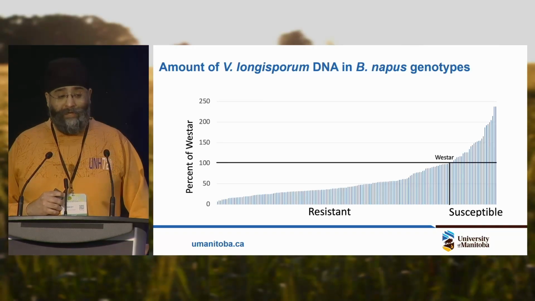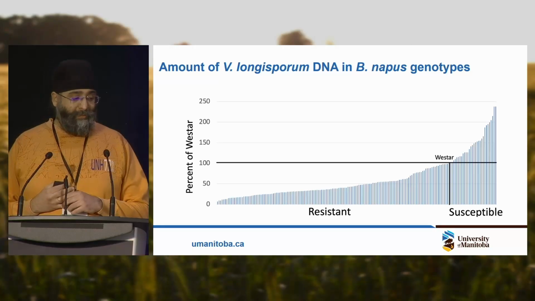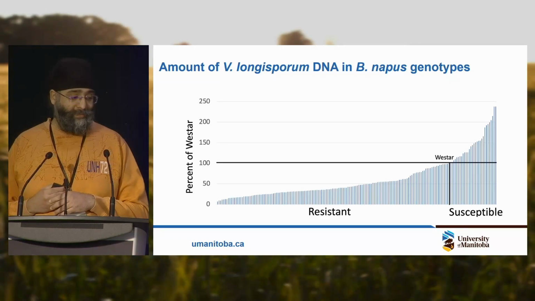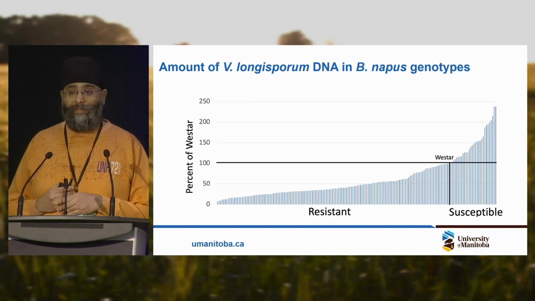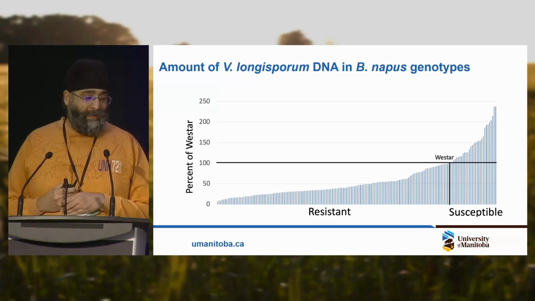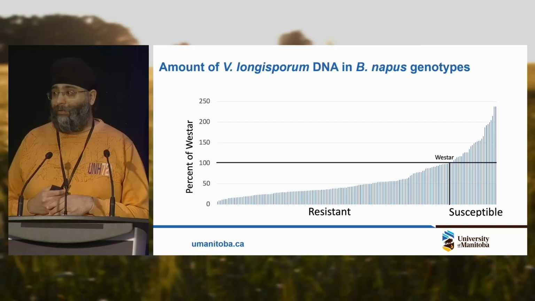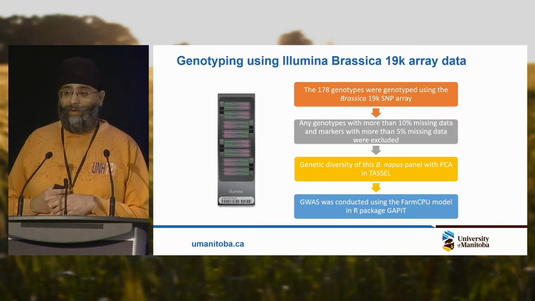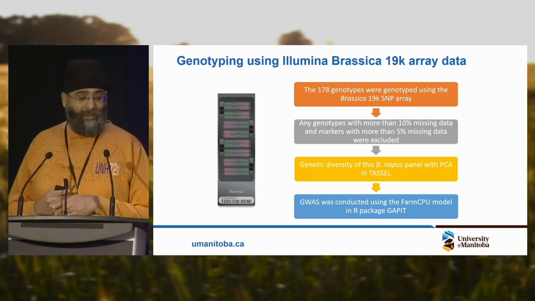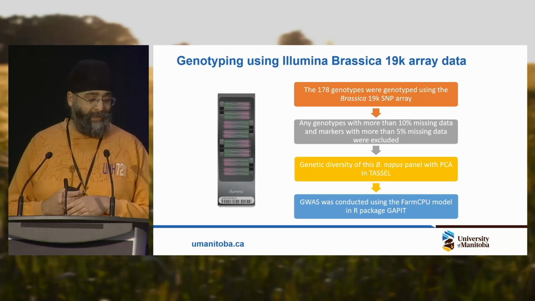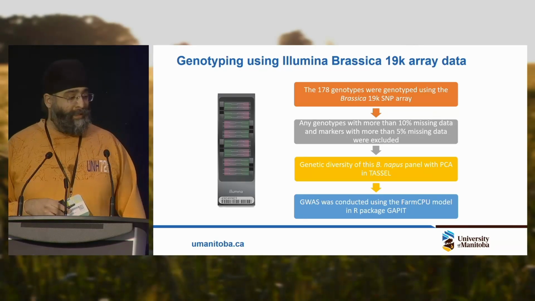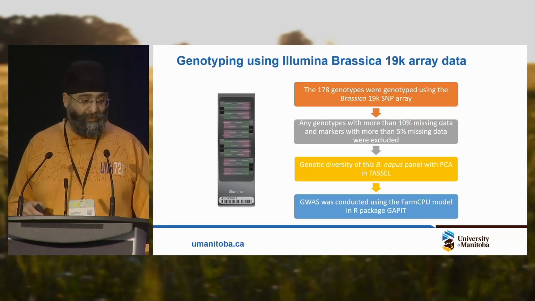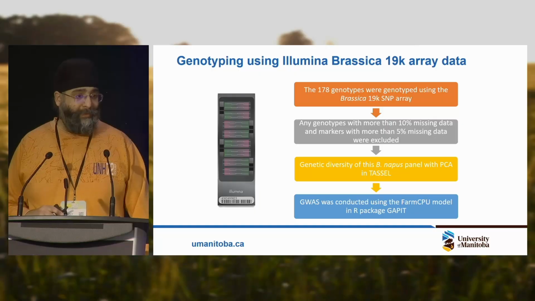As you can see, Westar usually is treated as a susceptible control, but here you can see that Westar is right in the middle of our chart. So there are lines which are better or worse than Westar. This was good for us because we have a good segregation in our diversity set. Once you do that, you have to genotype this material. So we used the 19K array. We followed a very simple, straightforward pipeline, did some filtering, plotted some PCAs, and did some GWAS, which is the next thing I'm going to talk about here.